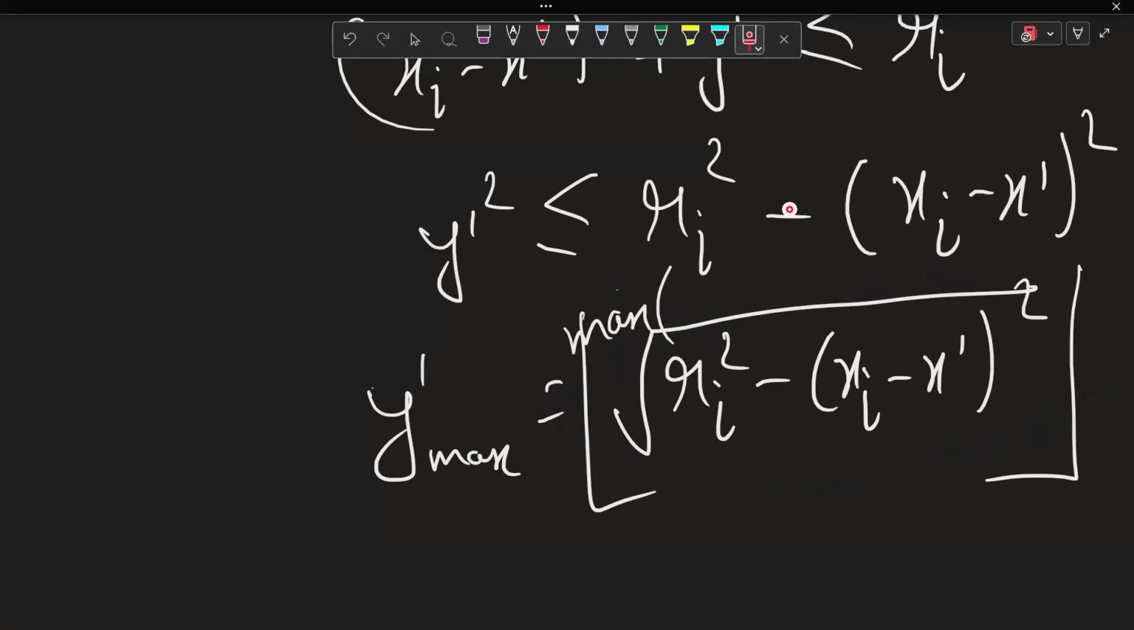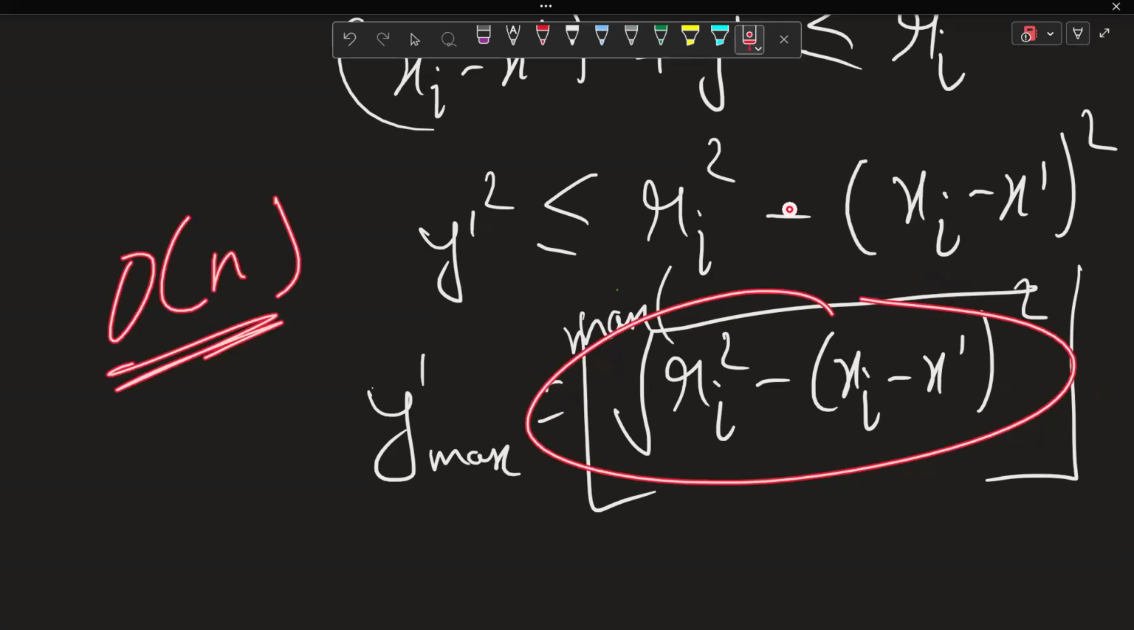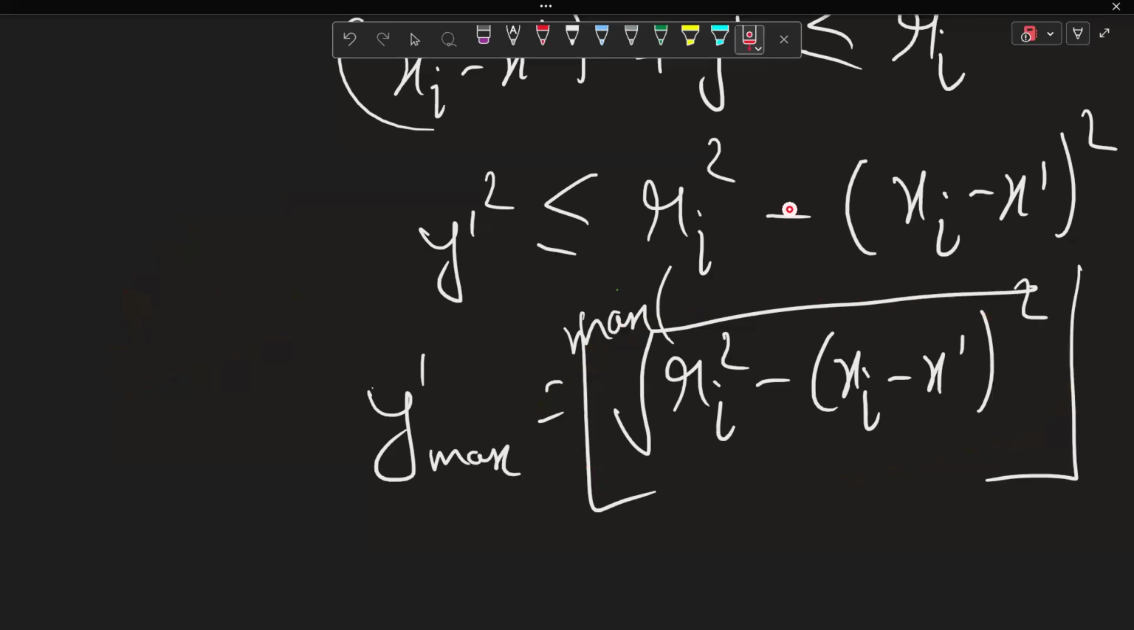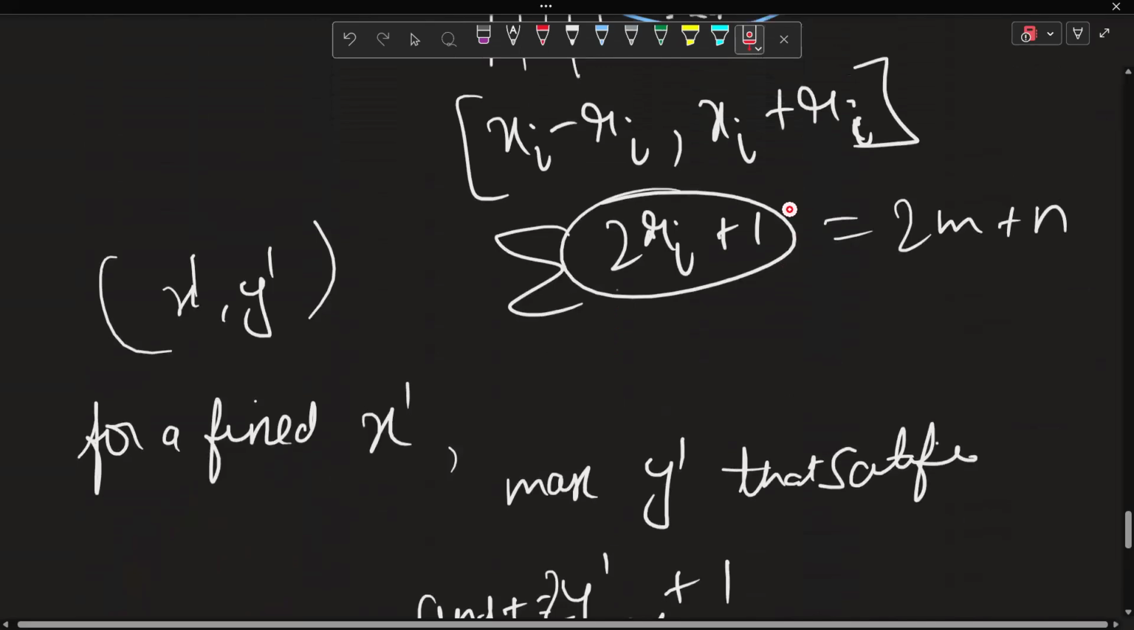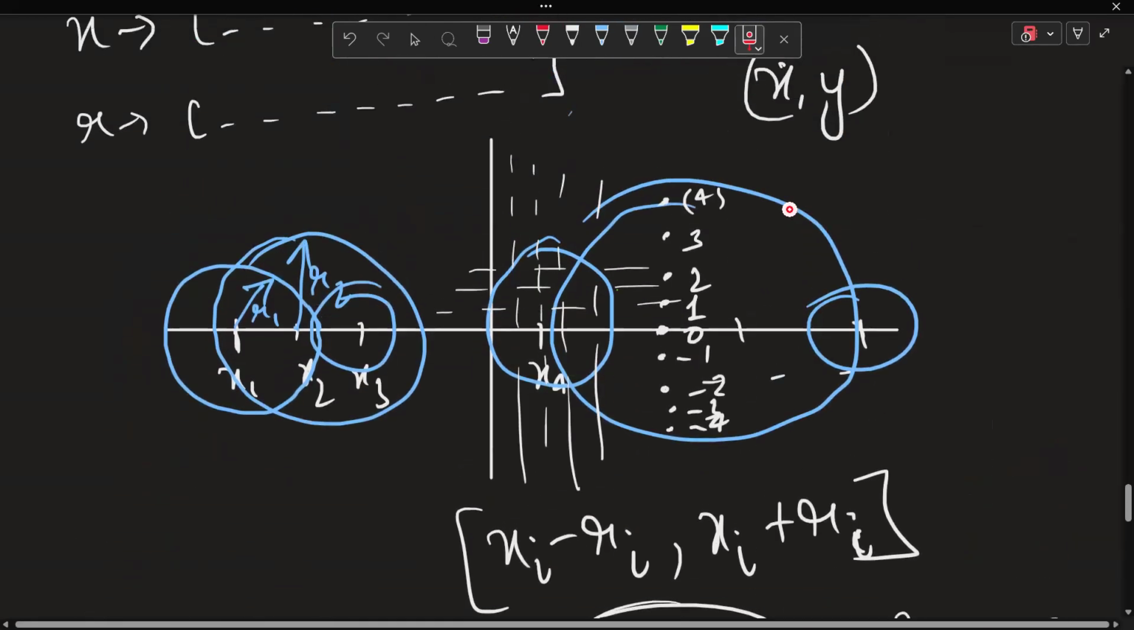But again, if you try to calculate this y dash for every i, that would again go order of n. You need to compute this in less time. So what you can do is, when you are moving, you need to shorten the possible i, that is, for which i you may get this point, which circles you need to consider basically.